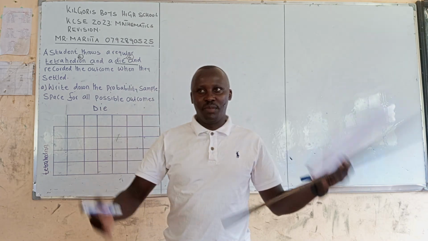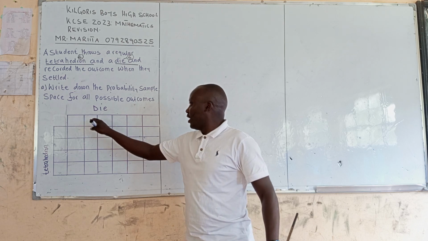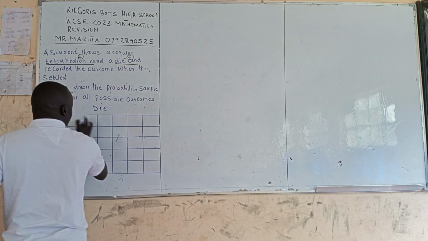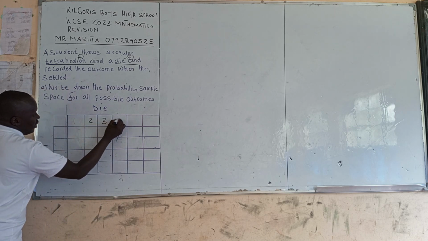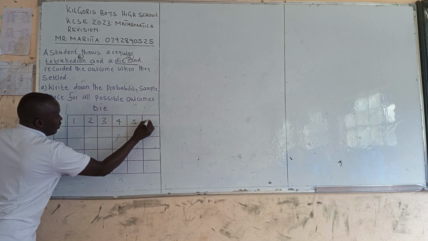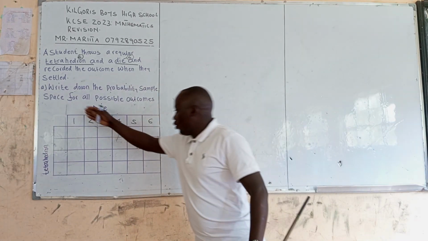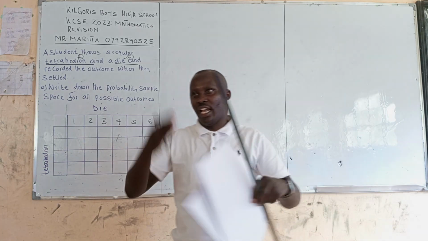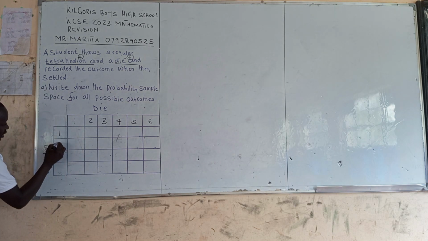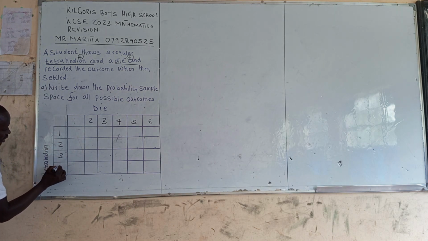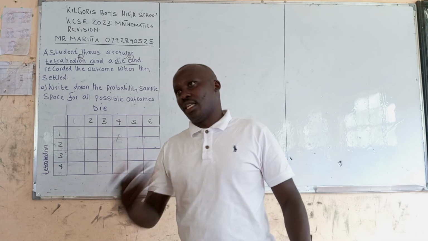Drawing a probability space is very simple. I have a sketch here of the die. It has 6 sides, so you can have the numbers 1 up to 6. This represents the 6 sides of the die. And then we have a tetrahedron, which normally has 4 sides, so we can have 1 up to 4. So how do you now draw the probability sample space?